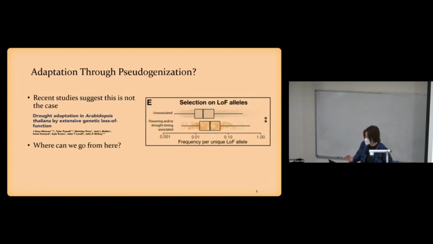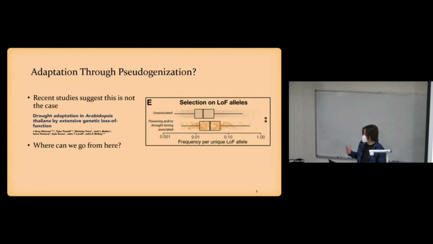Well, recently, a paper from Dr. Gray Monroe at UC Davis suggests that adaptation through pseudogenization is possible. Pseudogenization is the development of these loss of function mutations after a whole genome duplication event. So a lot of that extra information.